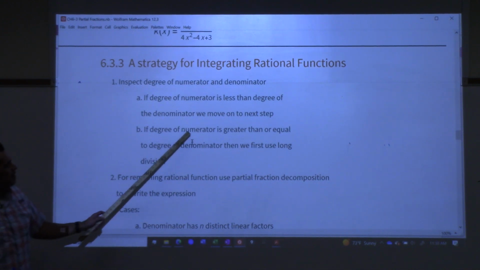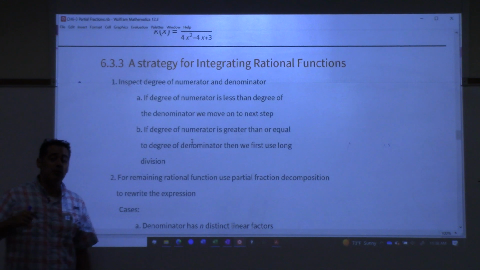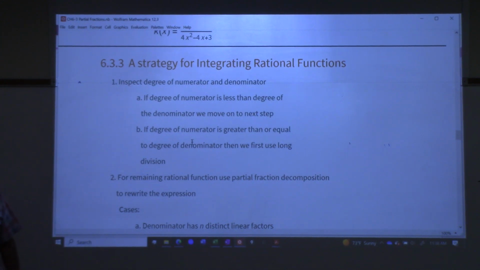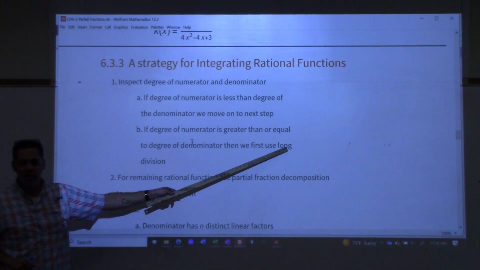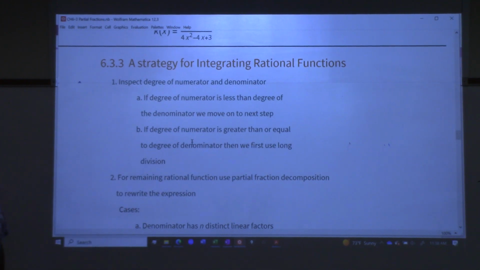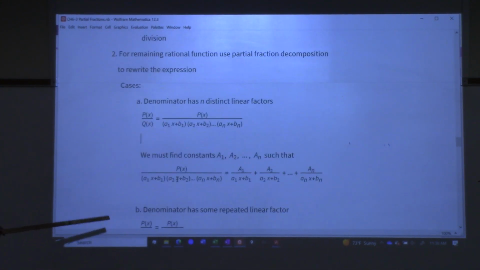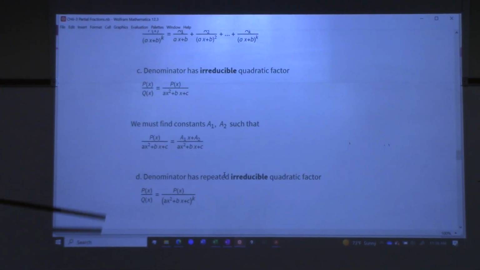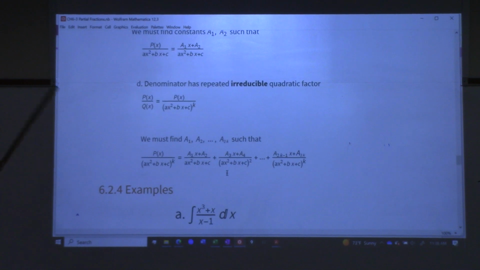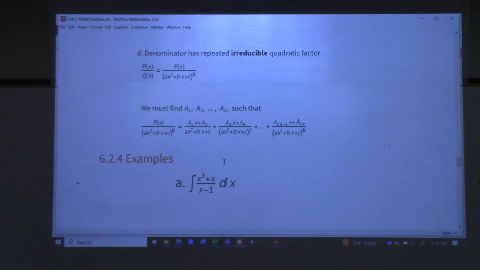However, if the degree on the top is greater than or equal to the degree on the bottom, we have to first use long division. We have to do long division first. All right? And then for whatever we have left, we're going to break it down, decompose, and then we have to go find those letters and then crank out an answer.